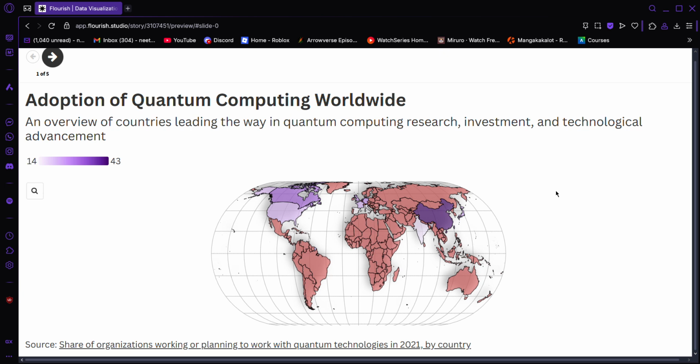2. To begin with, here we have a choropleth map which showcases a world map with the data represented. This one is for the adoption of quantum computing by country. Here, this map highlights how different countries are investing in adopting quantum computing.